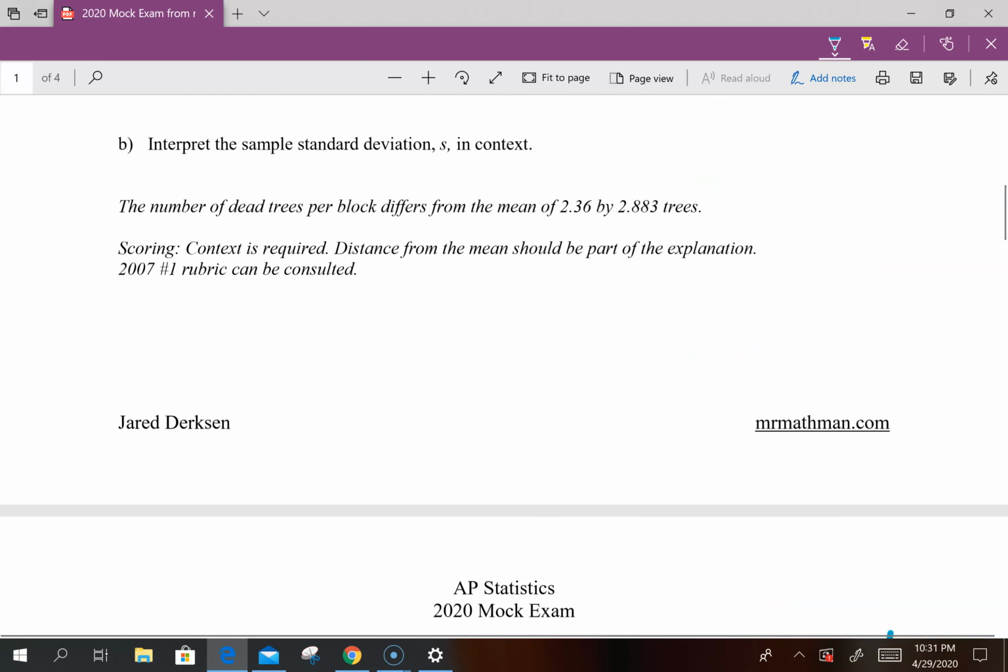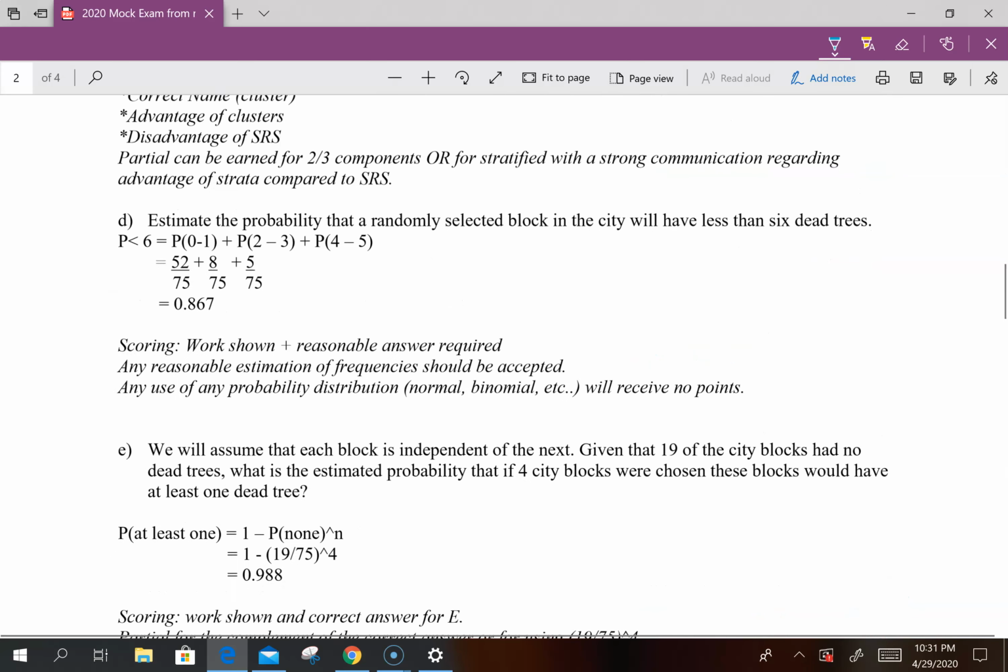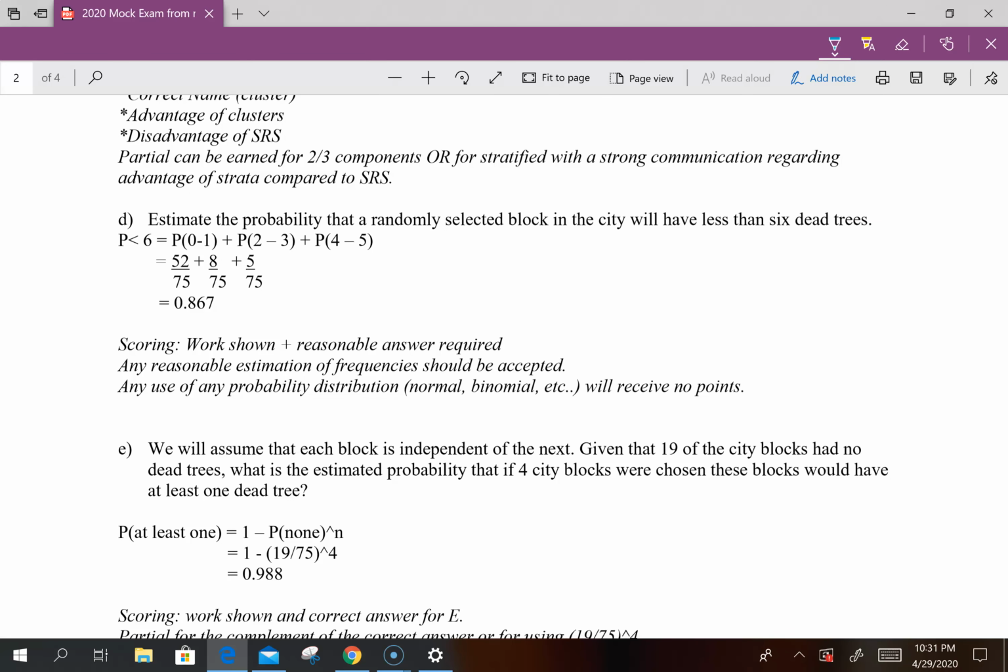And then when we were doing the actual calculations, what we're looking at here is each of these are being divided by 75 because it was the 75 clusters. And when you add all those up, you end up with 0.867 or 86.7%. You can write it in decimal form or you can write it as a percent. It's totally fine. It's just a preference. It doesn't matter.